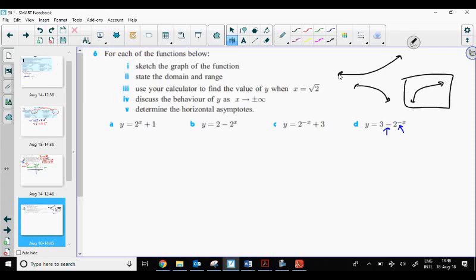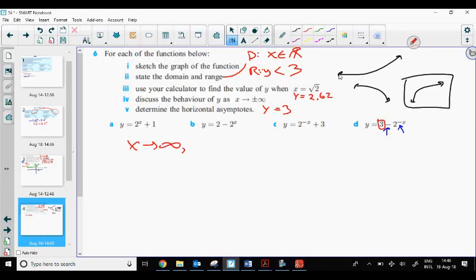The domain and range. The domain is still going to be all real numbers. The range in this case will be y is less than 3. 3 is going to be my horizontal asymptote. In this case, if you're interested, when x is equal to the square root of 2, y is equal to 2.62, whatever. The behavior as x goes to plus and minus infinity.